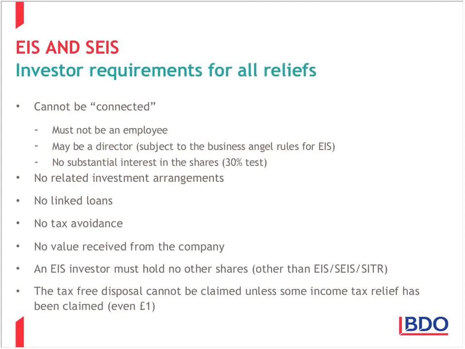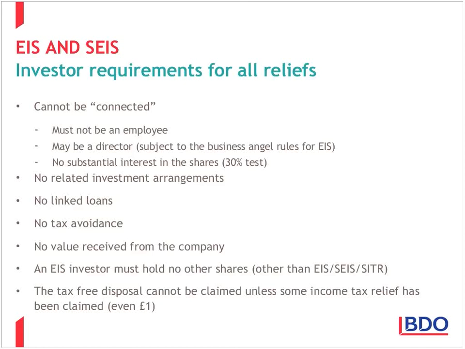So if we just consider what the investor has to do to qualify for the reliefs, to qualify for all the reliefs for EIS, then the individual can't be connected with the company. Now, if an individual is connected, it means they can't claim the income tax relief and they can't claim the exemption on exit, but they could still claim a deferral relief. So you get instances where someone owns 100% of a company, they could still qualify for deferral relief, but not the other parts of the relief.